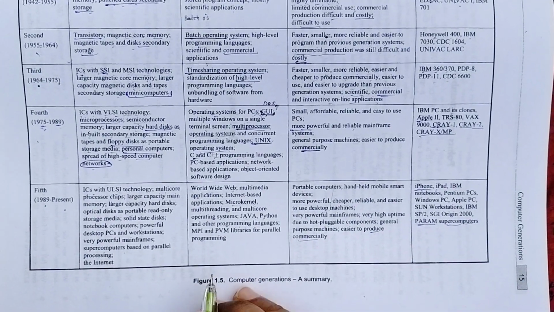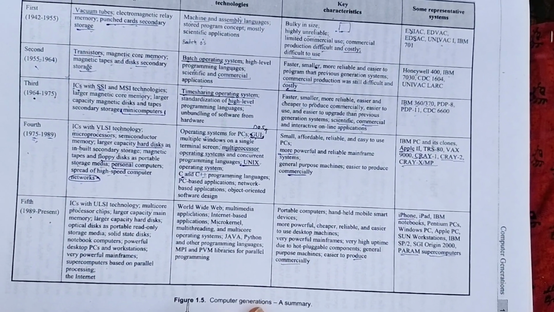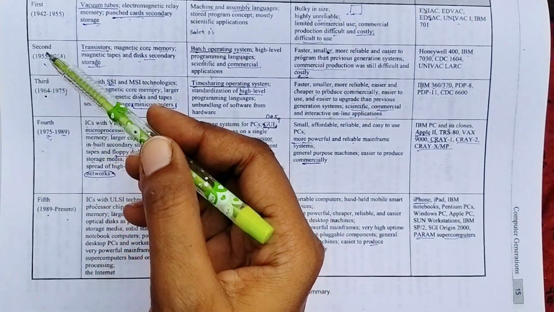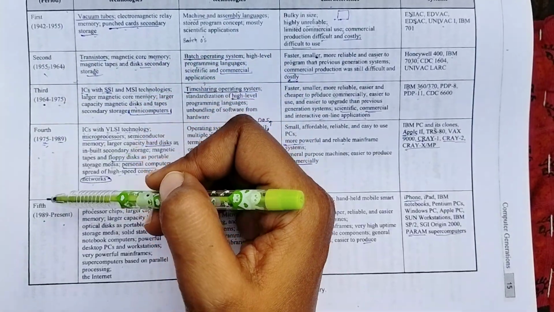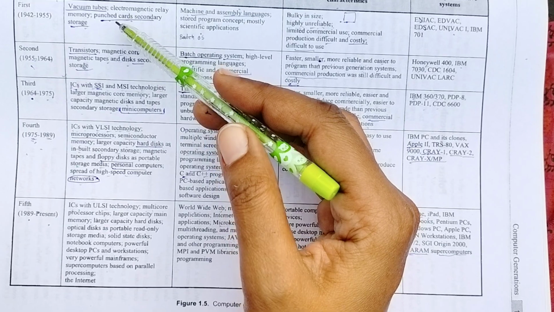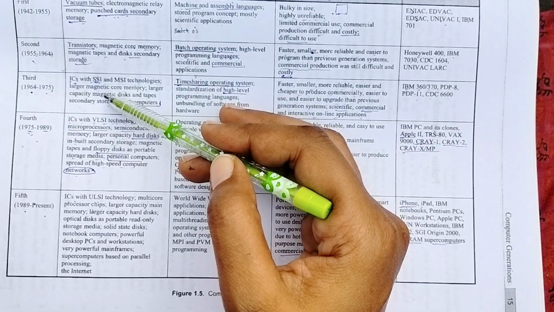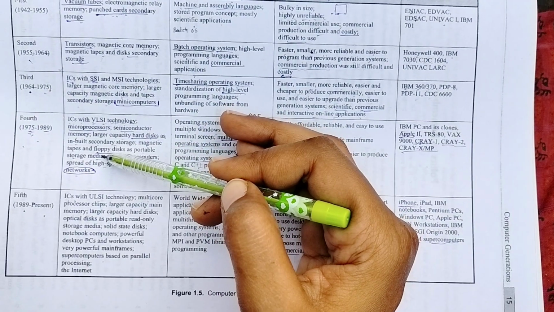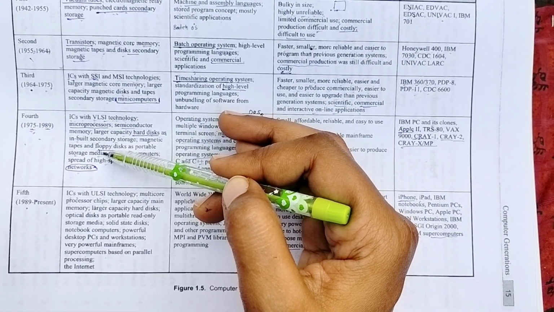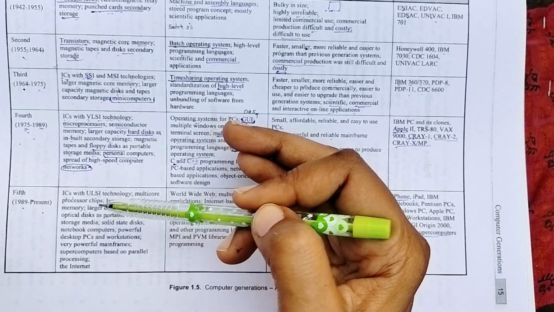Thank you so much. These are our five generations of computers, and now we are living in the fifth generation. So this is first, second, third, fourth, and fifth, and we are discussing the key points: in the first generation we used vacuum tubes, second generation transistors, third generation integrated circuits, fourth generation very large scale integrated circuits, and fifth generation ultra large scale integration technologies.